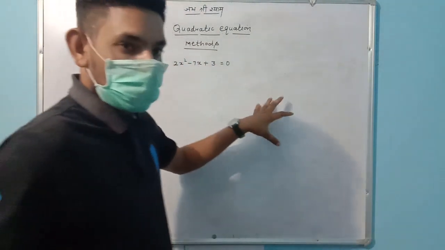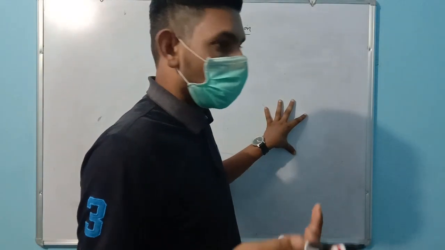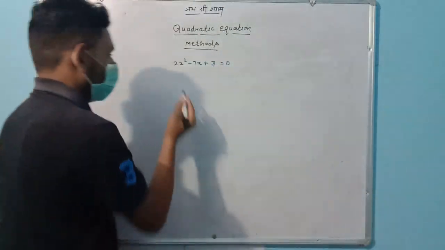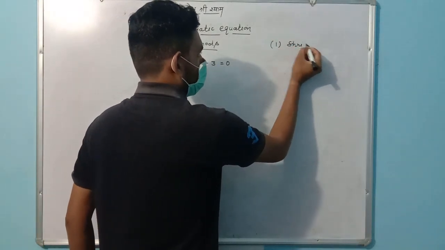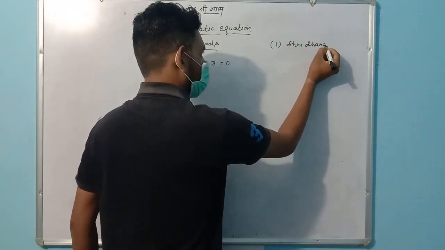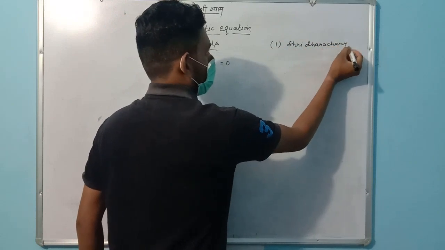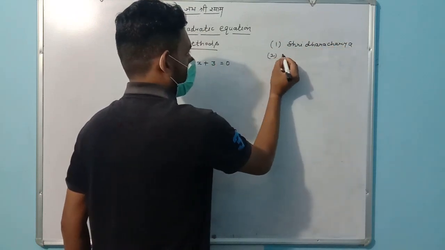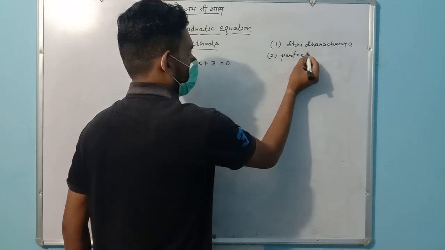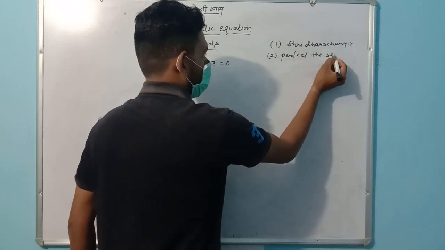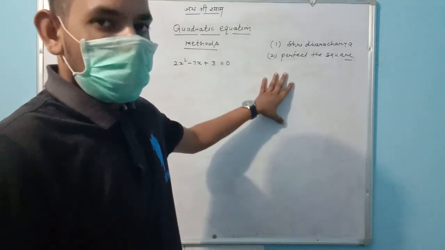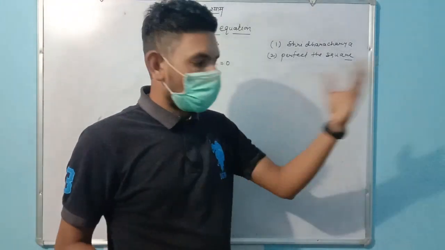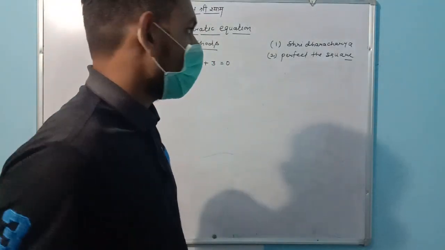In this video we discuss only two methods of the quadratic equation. The first method is the Sridharacharya method, and the second is the perfect square method. The third method, prime factorization, I already explained in the last video. You can see it from there, no problem.